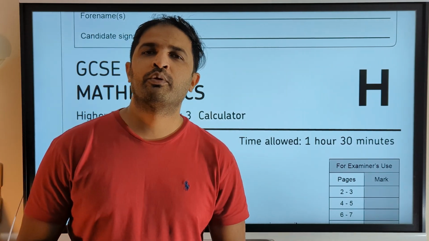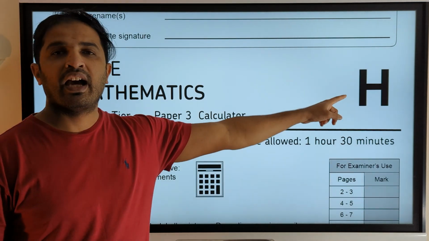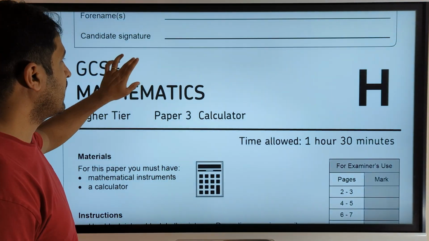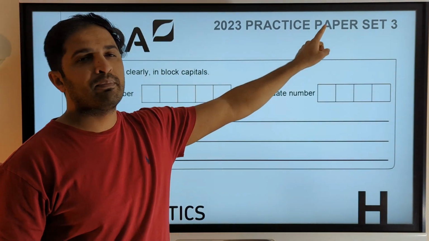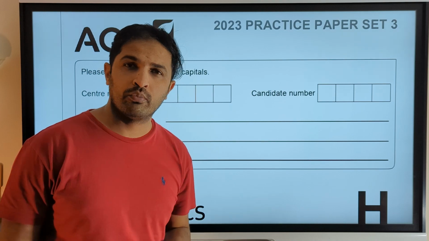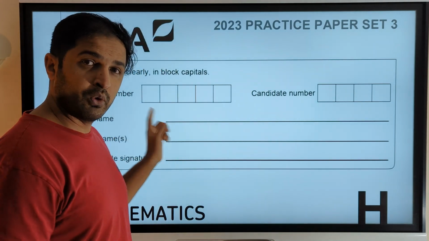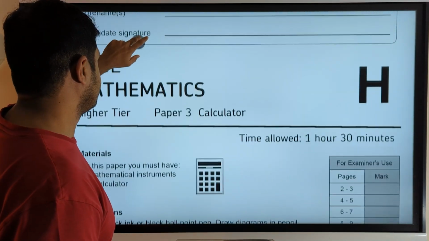Oh, welcome to Free Maths Lessons, and today we're going to be looking at paper 3, higher tier. These are paper 3 of the 2023 practice papers set 3. So these are designed for the May and June exams that you're going to be doing soon. If you're sitting the exams in May and June, then follow these.